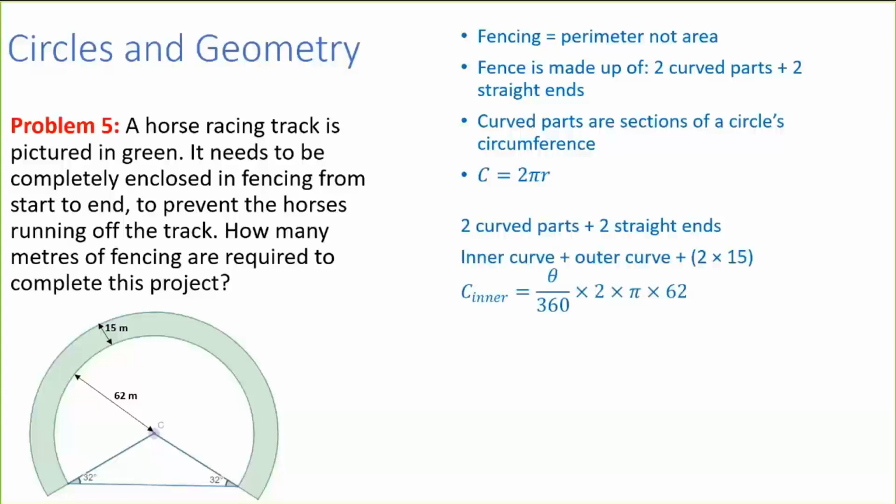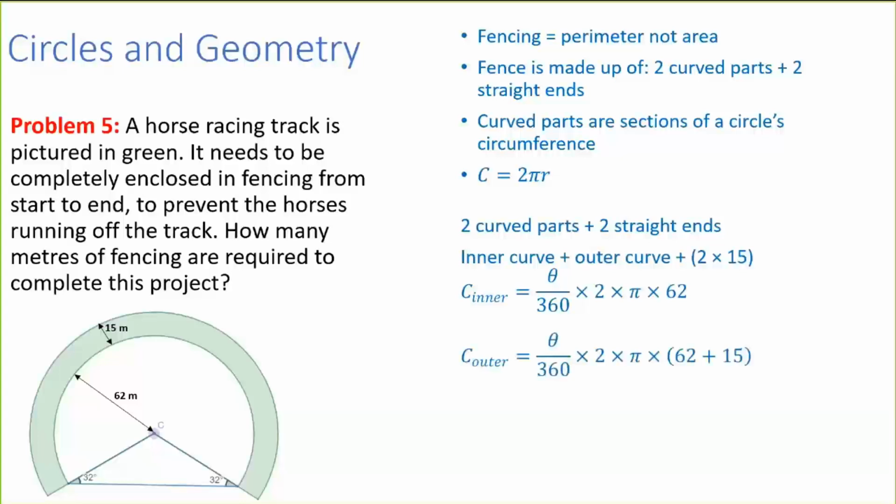How do we find it? Well, it's given by the angle that we've got in the section of the circle out of 360, because we don't have a full circle. The full circle would be 360 out of 360, which is just a whole. We have to work out the angle there and multiply it by 2 pi r. And r of the inner circle is 62. The radius of the inner circle is 62 meters.